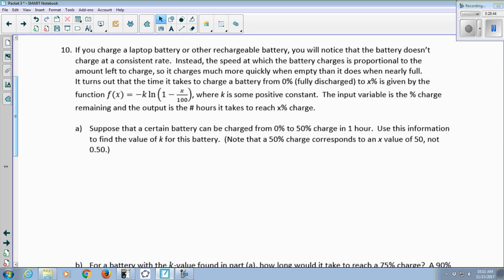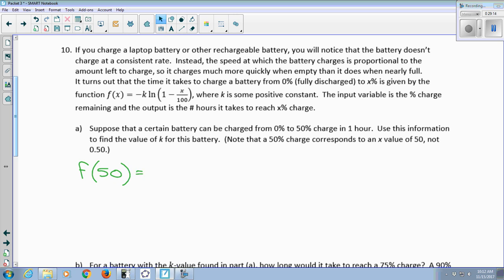So suppose that a certain battery can be charged from 0% to 50% in 1 hour. We want to use this information to find the value of K for the battery. So 50% charge corresponds to an x value of 50, not 0.5, because they already have the over 100 in the formula. So they're telling me that f of 50, so when x is 50, it takes 1 hour to go from 0% to 50%.